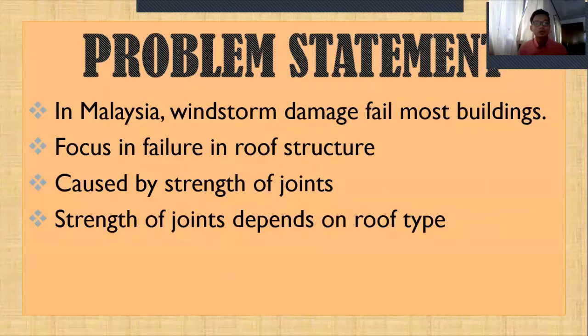For the problem statement, from the records of reports of natural disasters that occur in Malaysia, windstorms damage and fail most of the building houses, especially the roof truss structure. This is because of the weakness of the joints of the truss to withstand the wind load. So the strength of the joint is very dependent on the shape of the roof.